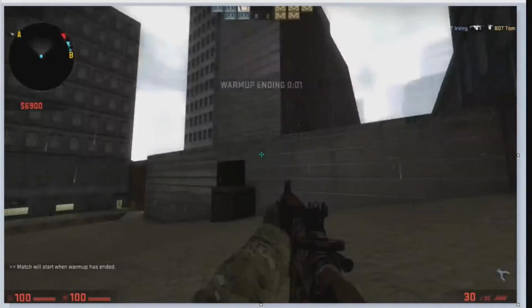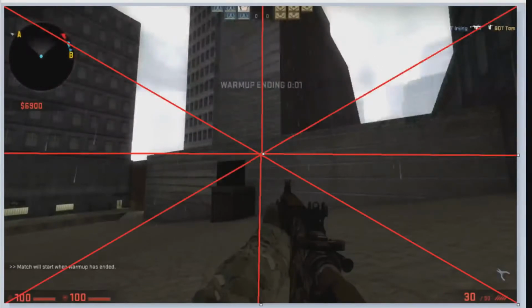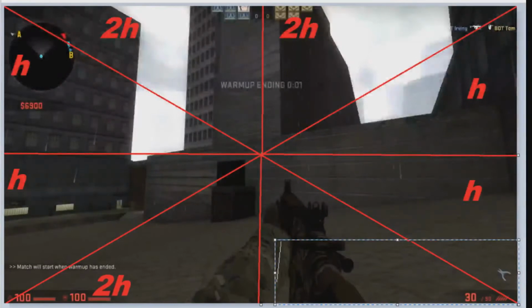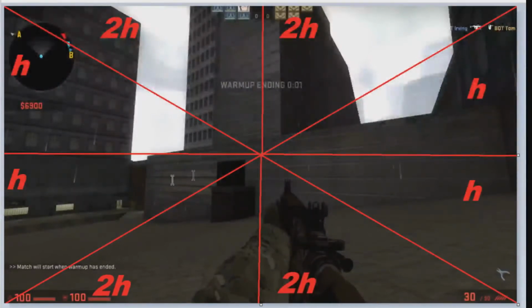So, the first step is to take a screenshot of you in-game, and then open it in a program like Paint. Once you have it open, cut it across the corners, and then take those triangles and bisect them, creating 8 right triangles in total. Define the bases of the smaller triangles as h, and the bases of the bigger triangles as 2h, because they are proportional in that way.